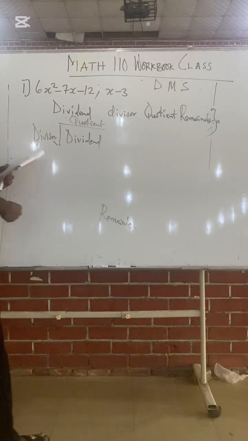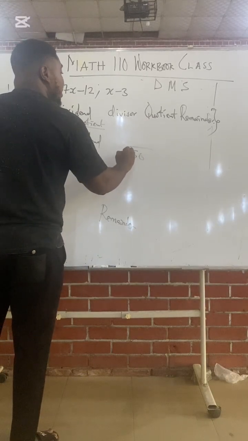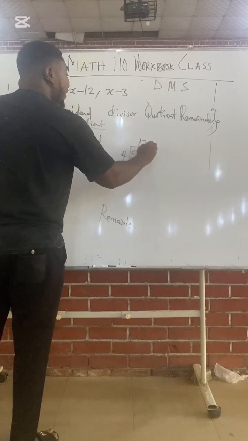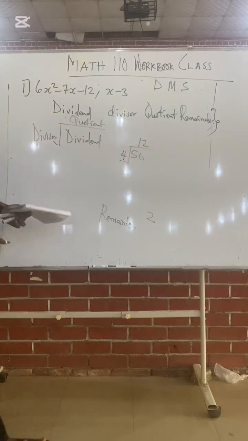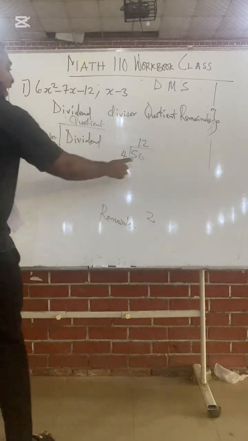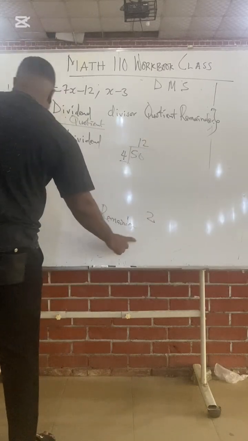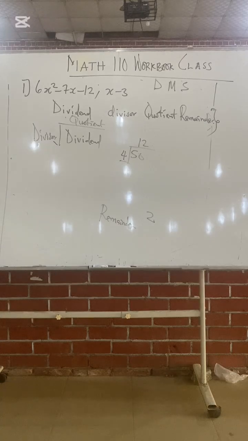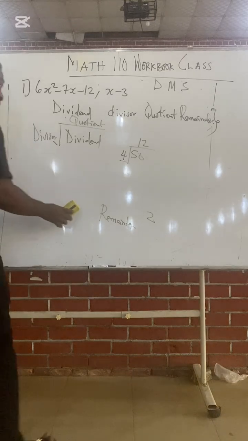So that thing we did when we did 50 divided by 4. If I didn't want to get a decimal, it would have been 12 remainder 2. There was 2 remaining, right? And I borrowed a 0 and I put dots here. So dividend, divisor, quotient, remainder. This is what we are asked to do in polynomials.